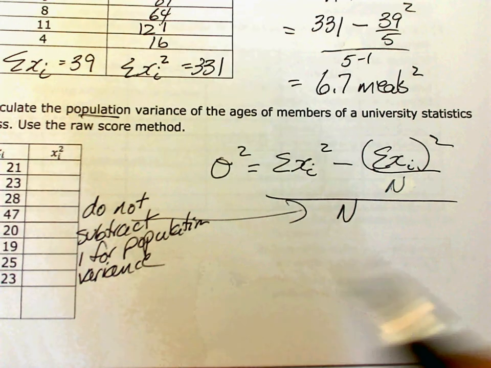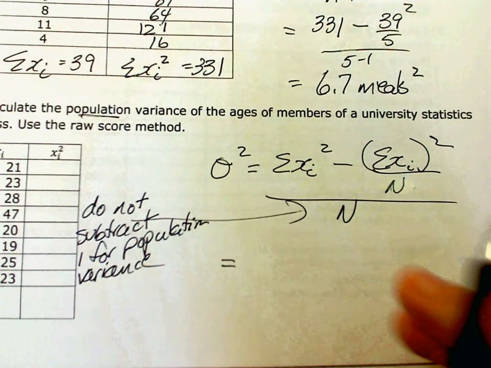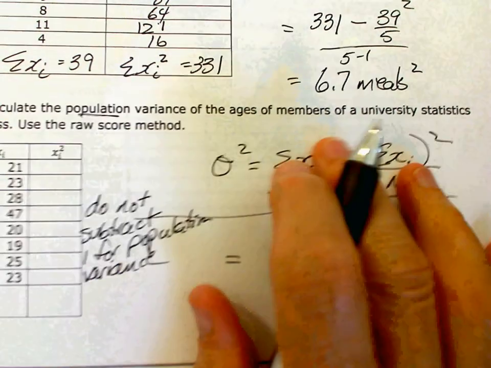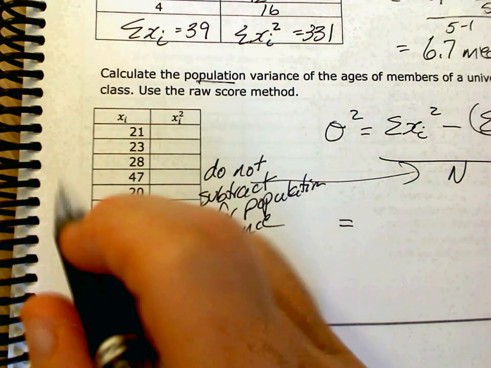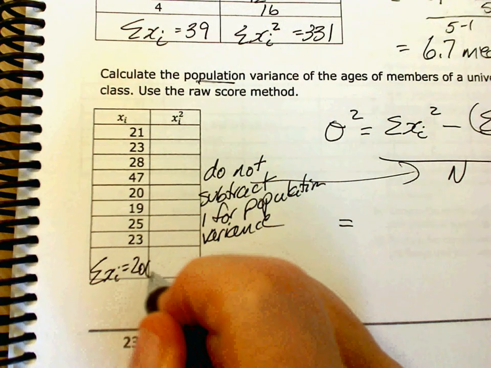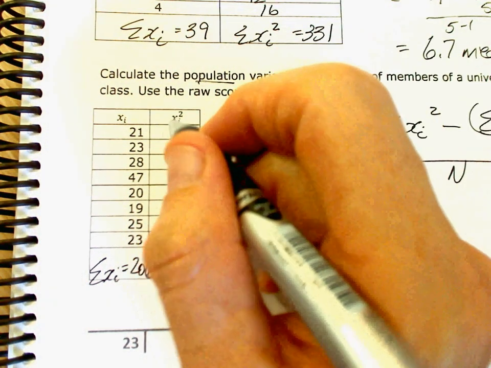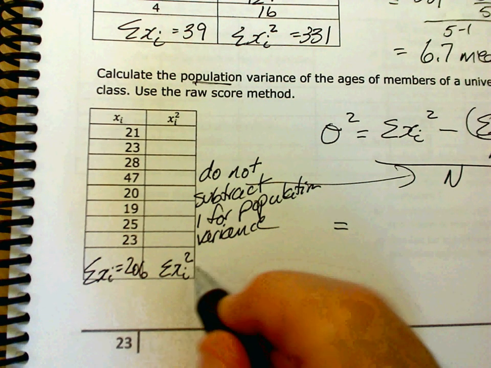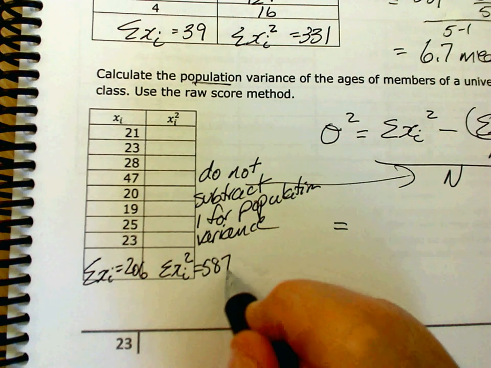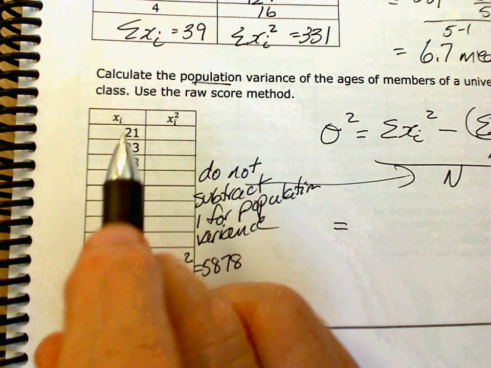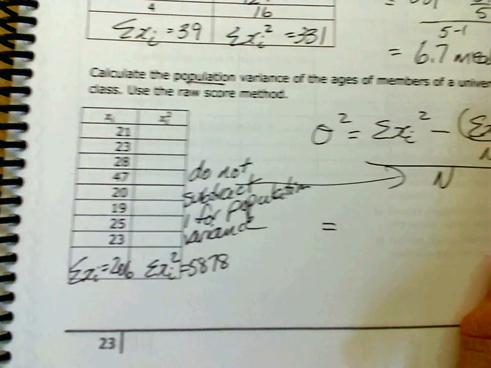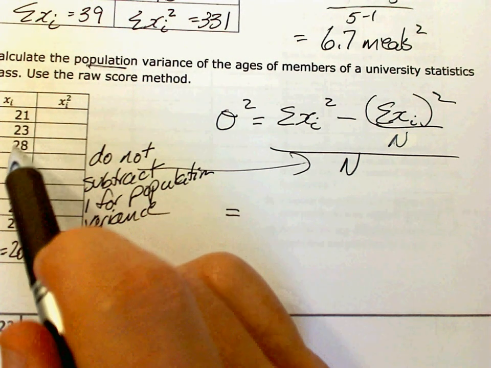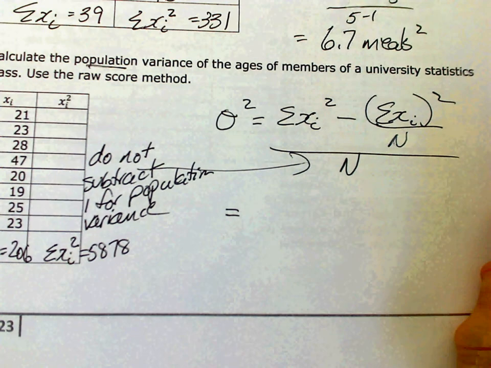Okay, so the sum of xi is equal to 206. Can you take my word for it? The sum of xi all squared is equal to 5878. We could go through and calculate them all, but do you believe me? Okay, there's 1, 2, 3, 4, 5, 6, 7, 8 values in this particular data set.